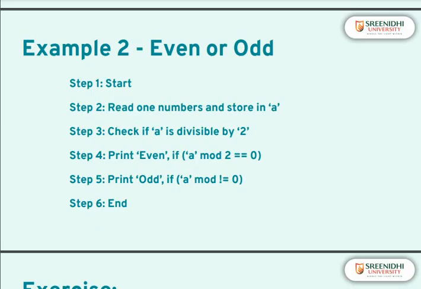So look at the algorithm: start, read one number, we need only one number here, and check if the number is divisible by 2. If the remainder is 0, print even, otherwise print odd. Look at step 4 and step 5: A mod 2 equal to 0. Why double equal to? Always we need to use double equal to for the equality operator, because single equal to is always called an assignment operator.